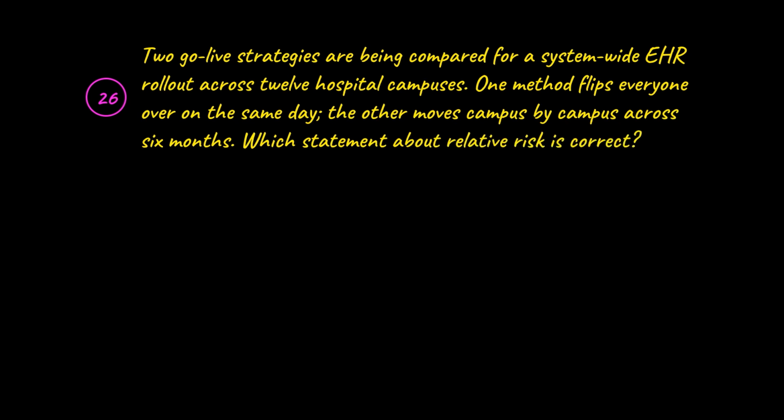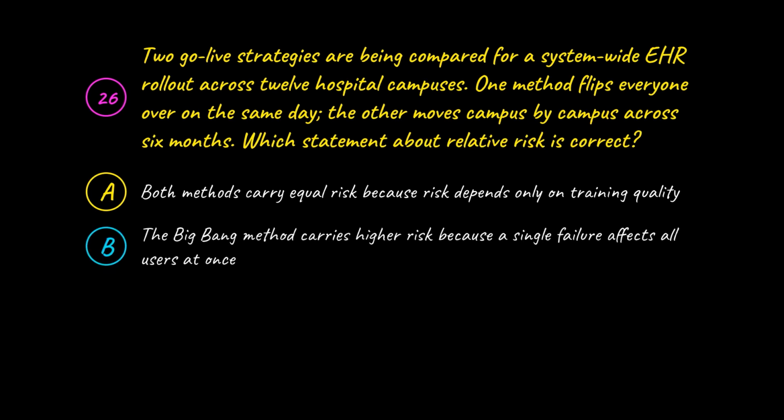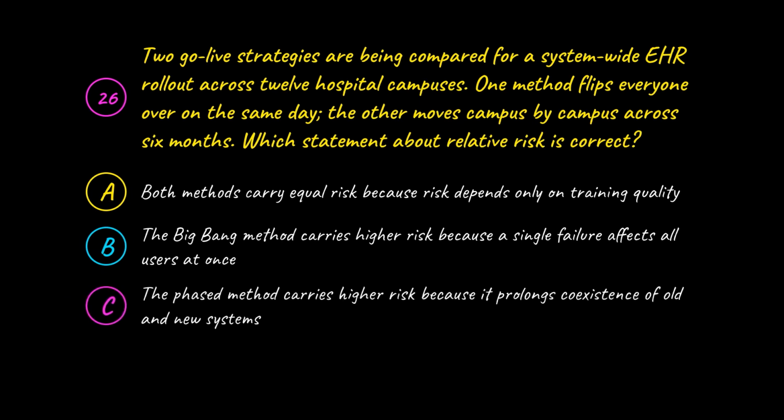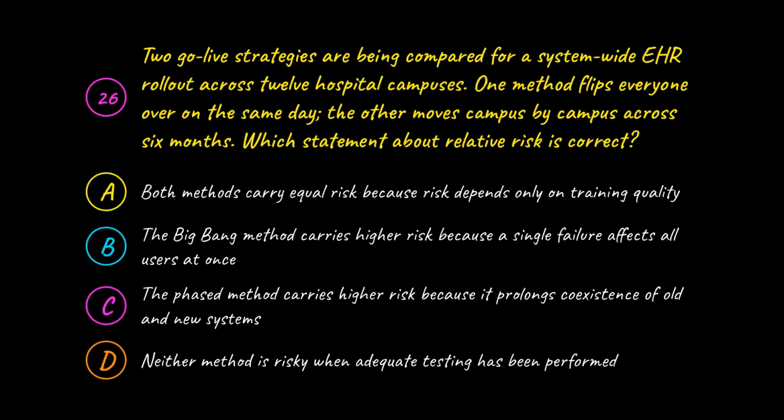Your options are: A. Both methods carry equal risk because risk depends only on training quality. B. The Big Bang method carries higher risk because a single failure affects all users at once. C. The phased method carries higher risk because it prolongs coexistence of old and new systems. D. Neither method is risky when adequate testing has been performed. Take a second. Which answer would you pick?